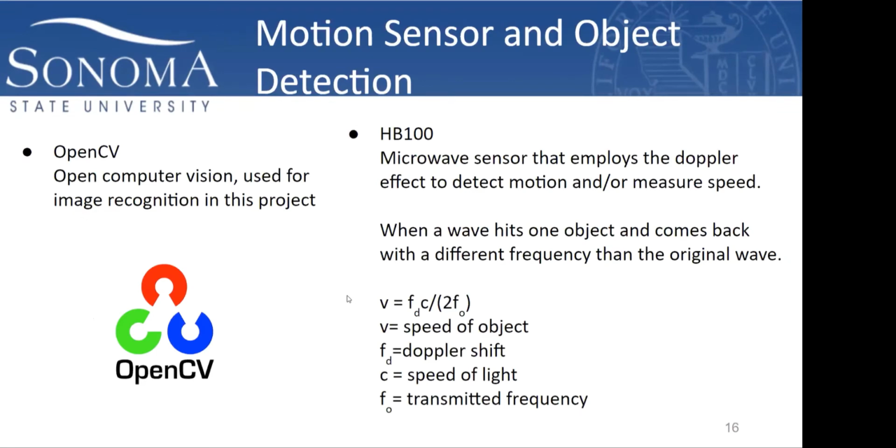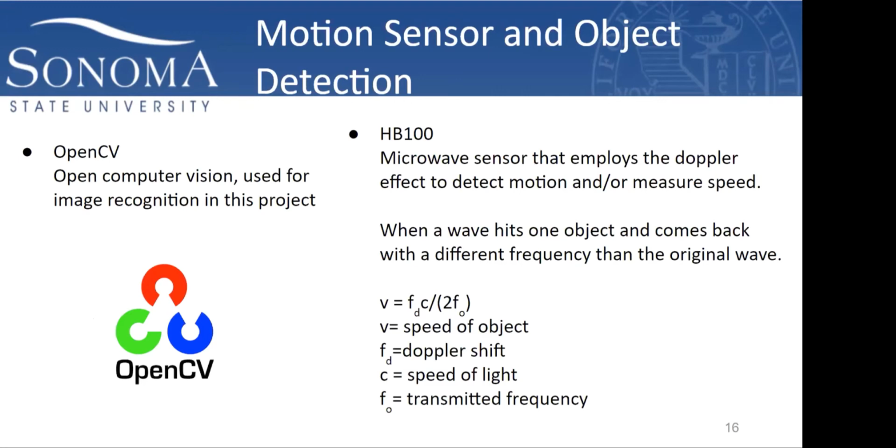So for our motion sensor and object detection, we employed OpenCV for object detection, which is a library for programming, also known as Open Computer Vision, and is used for image recognition in this project. And for our motion sensing, we used an HB100 sensor, which is a microwave sensor that employs a Doppler effect to detect motion and or measure speed.